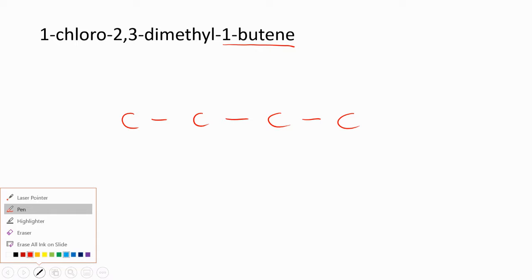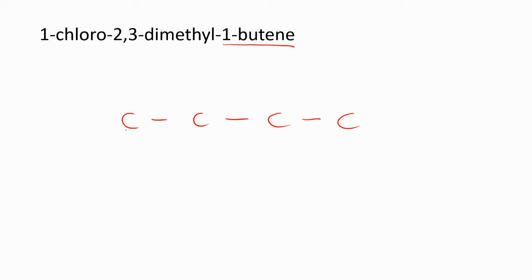Let's learn how to draw alkenes. Now let's look at what is the parent. The parent chain is 1-butene. So you draw 1, 2, 3, 4. Okay, so let's look at the numbering. So we have 1, 2, 3, 4.